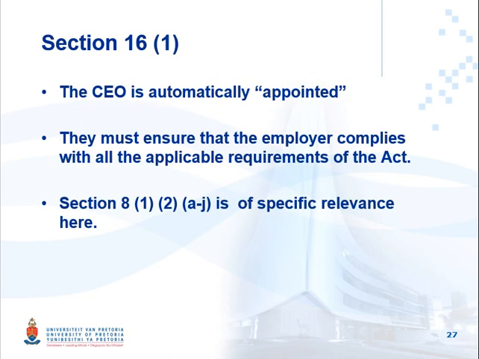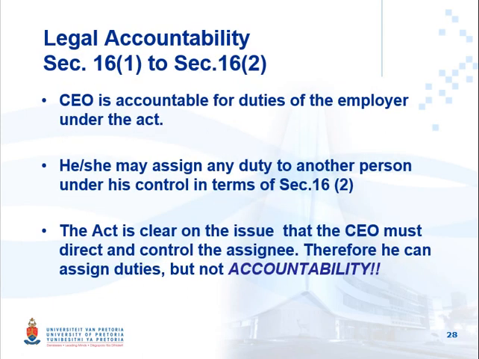Section 16 of the Act talks a little bit about management and their responsibilities or legal accountability. Here you see, for example, section 16.1 and 16.2, the CEO is accountable for the duties of the employer under the Act. He or she may assign any duty to another person under his control in terms of section 16.2, but the Act is clear that the CEO must direct and control the assignee. Therefore, he can assign duties but not accountability.